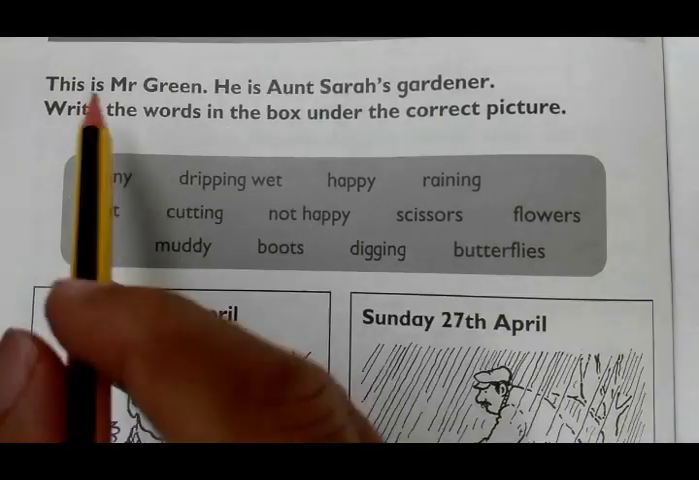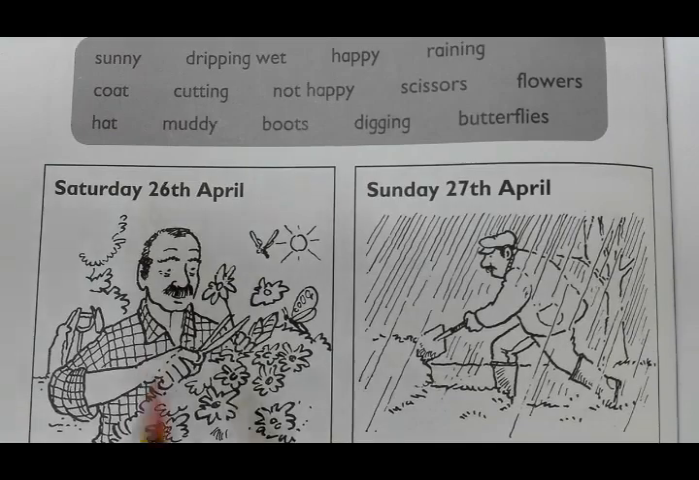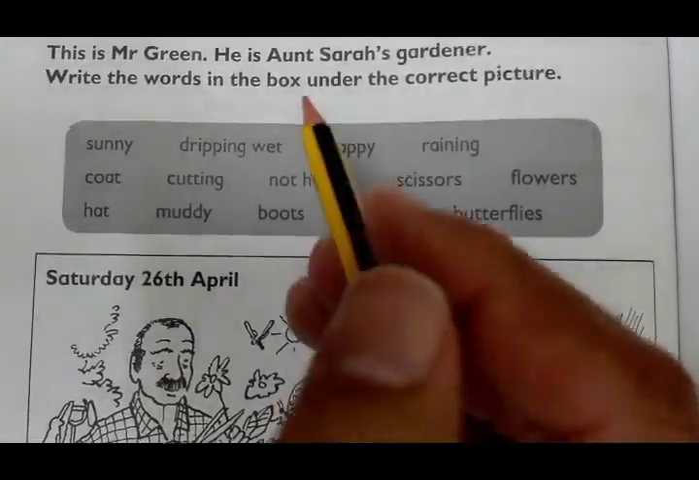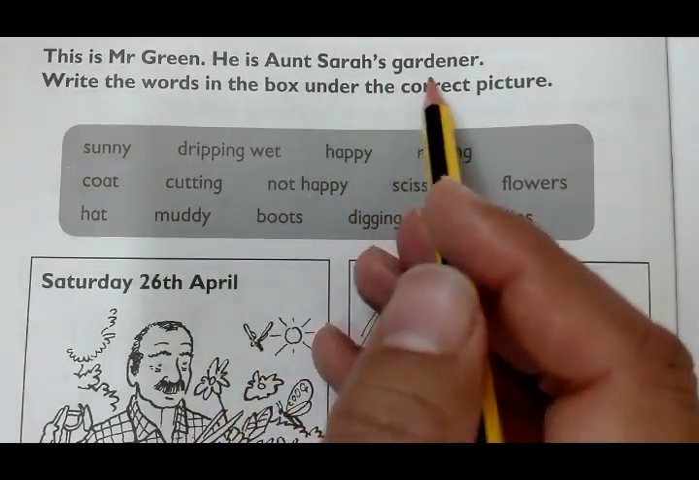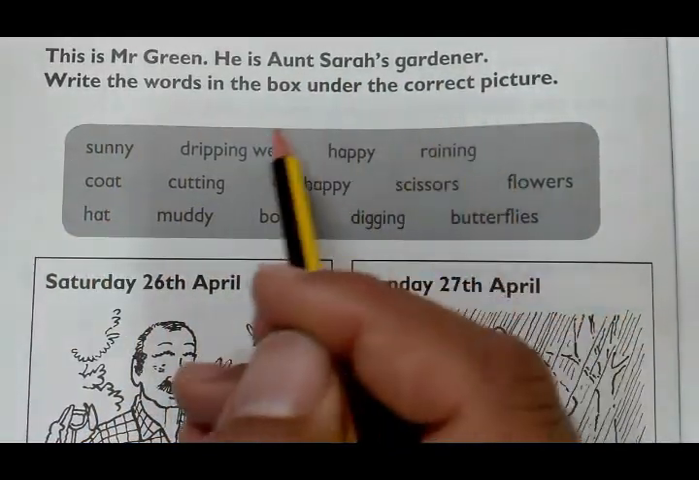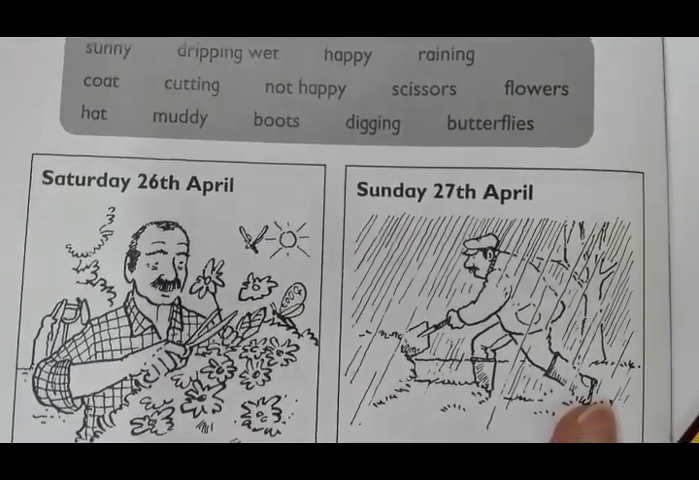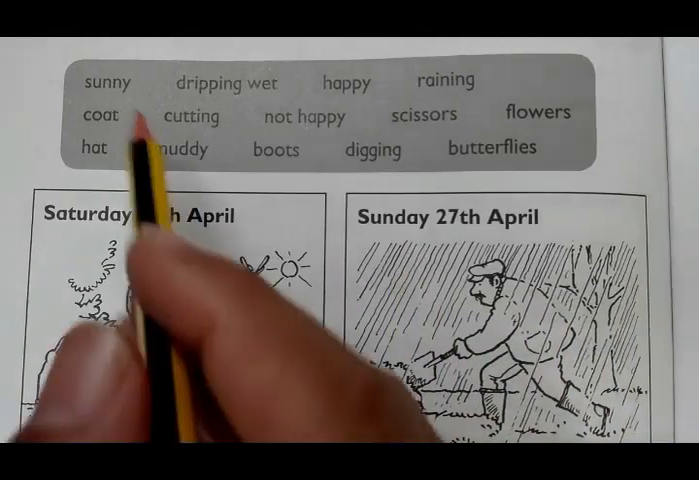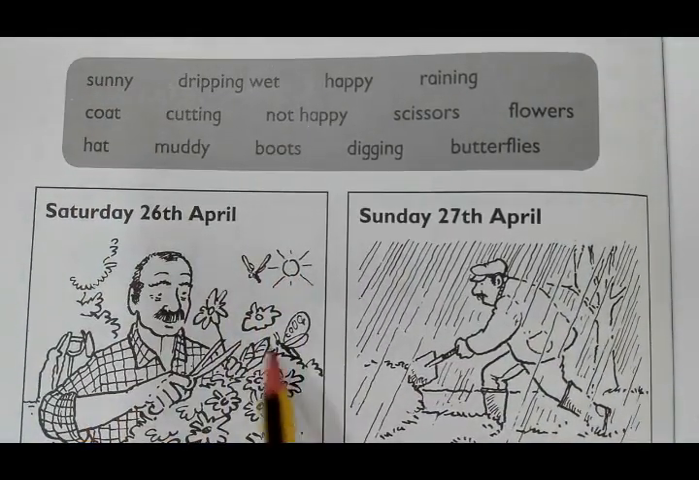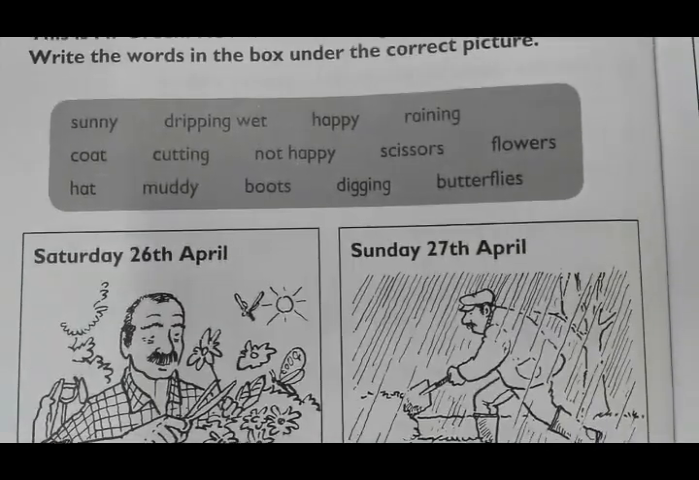This page says, this is Mr. Green. You can see in the picture. He is Aunt Sarah's gardener. Write the words in the box under the correct picture. Here are some words and you need to write under the correct picture. Let's see. Sunny. Here you can see sun. It is a sunny day here. So you will write sunny under this picture.